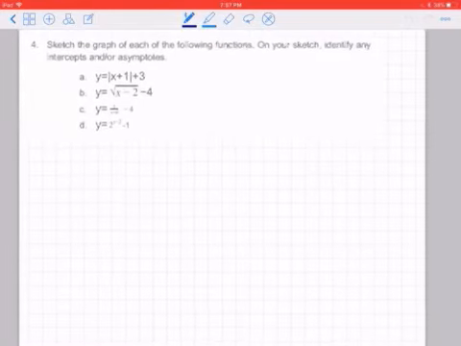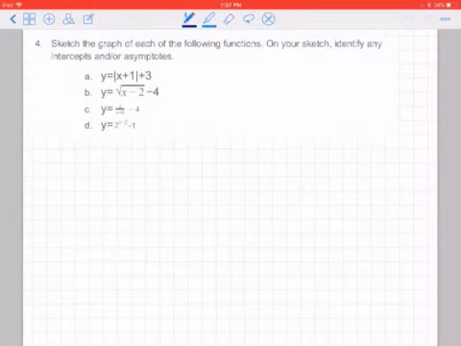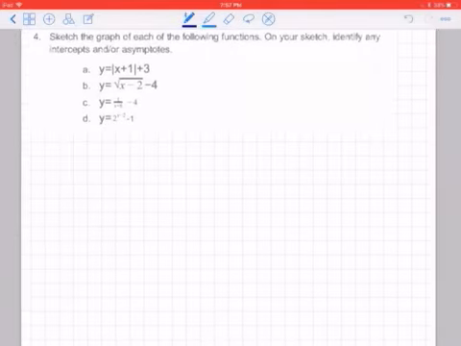So it says sketch the graph of each of the following functions. On your sketch, identify any intercepts and or asymptotes. So what we're going to have to do here is I'm going to start always with our parent function, and then I'll graph these others. Now I'm going to show two different methods for this. The first method is using the original graph and then translating all of the points. The second one is using the mapping notation with individual important points.